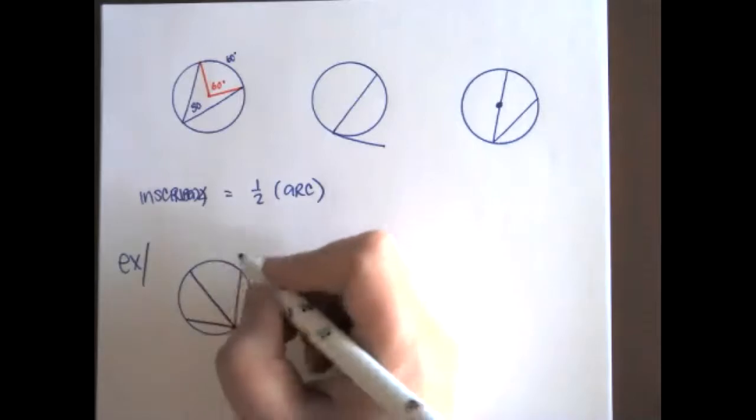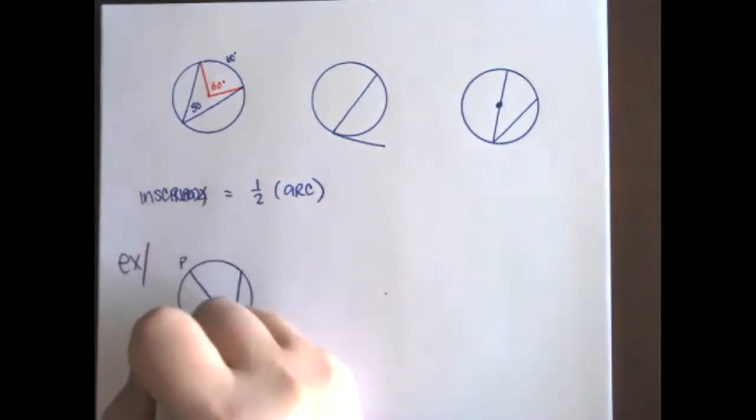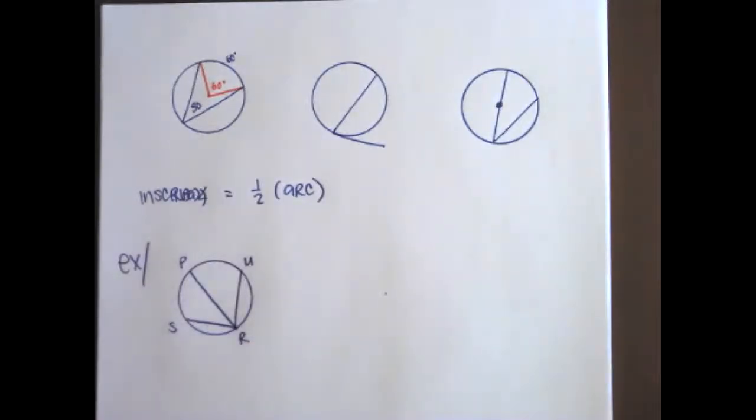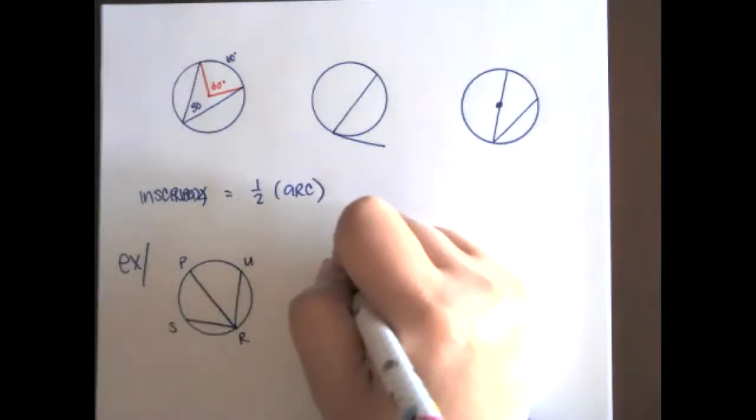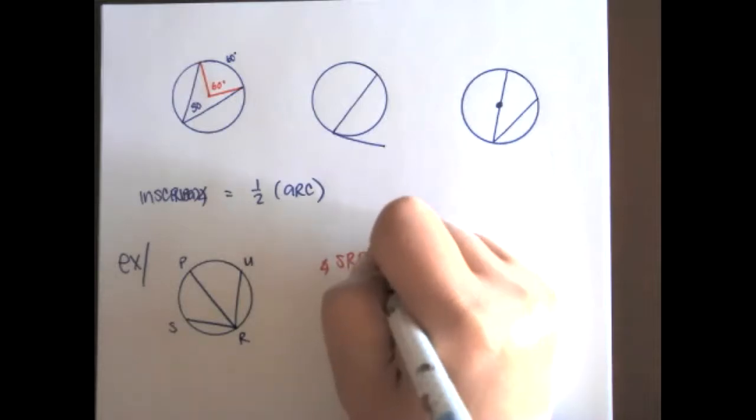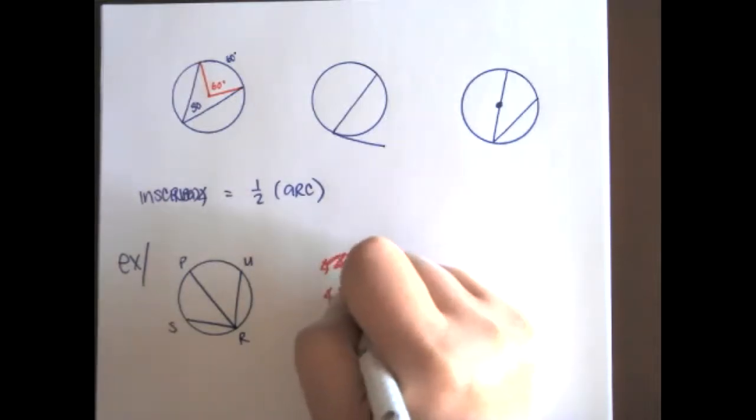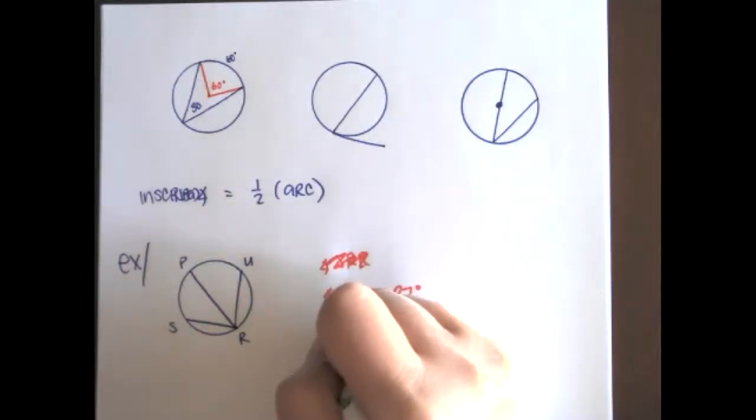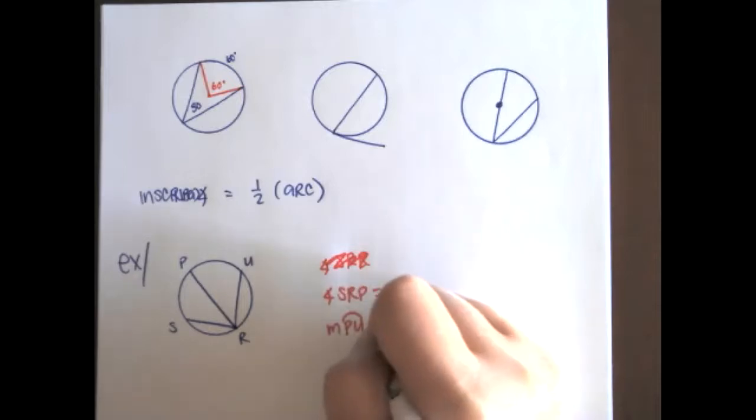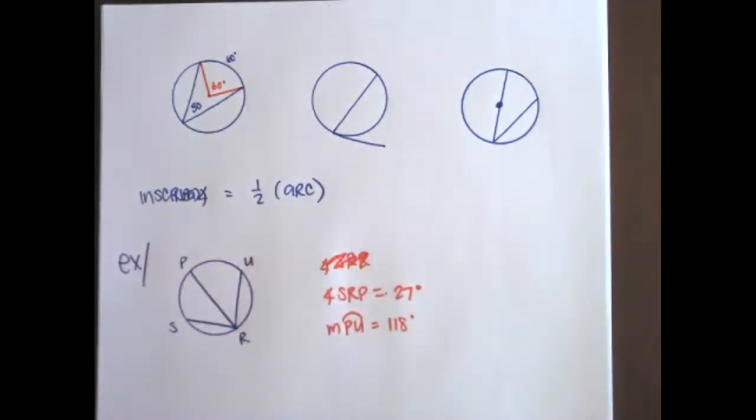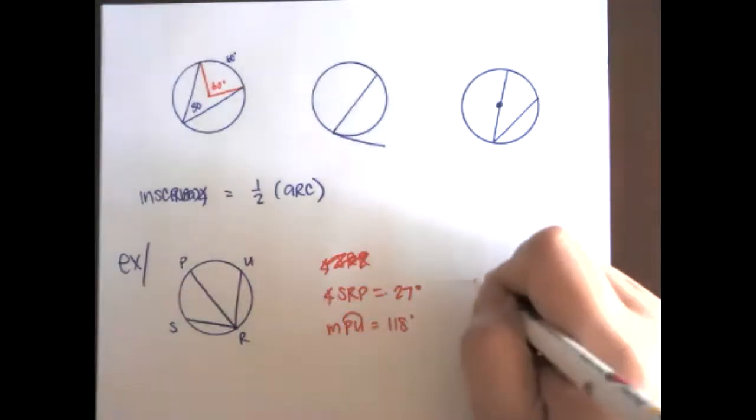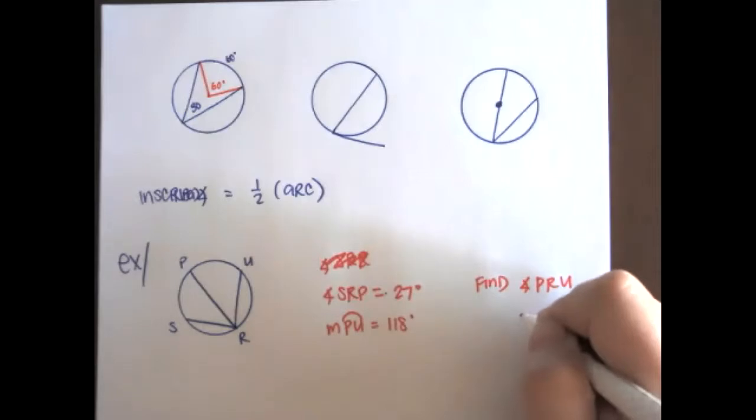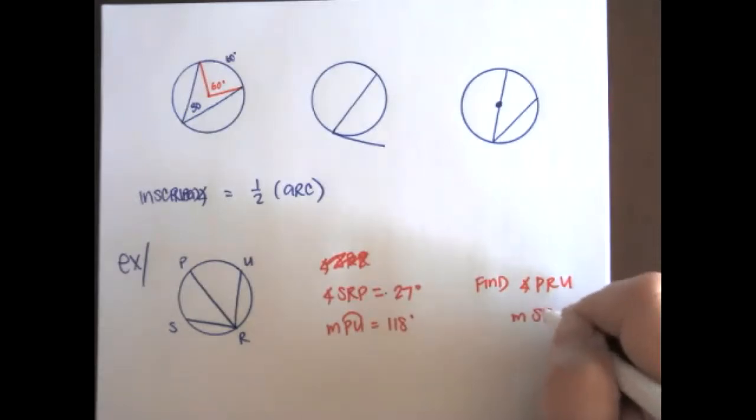Draw three chords. P, S, R, U. So angle SRP is equal to 27 degrees, and the measure of arc PU is 118 degrees. So I want you to find angle PRU and find the measure of arc SP.